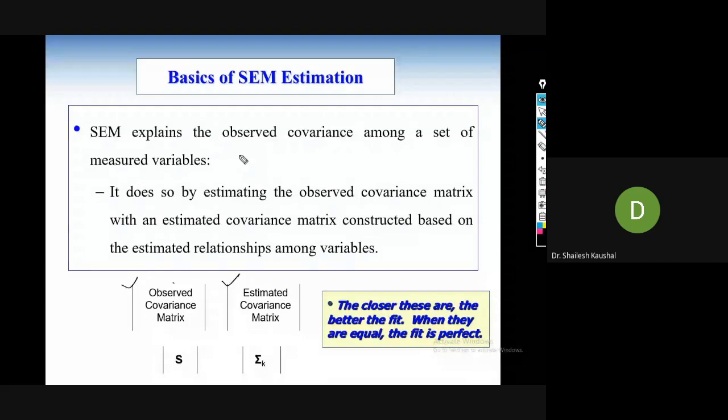For example, the observed covariance value is 1 and my estimated covariance matrix value is 0.95. So how much error? The error is 0.05. If the estimated covariance is far from this observed covariance, like 0.7, it means it's a big error. So the estimated covariance matrix value should be near to the observed covariance matrix. If it is close to the observed, then it is good.